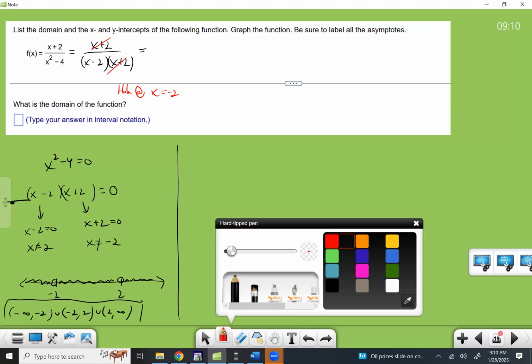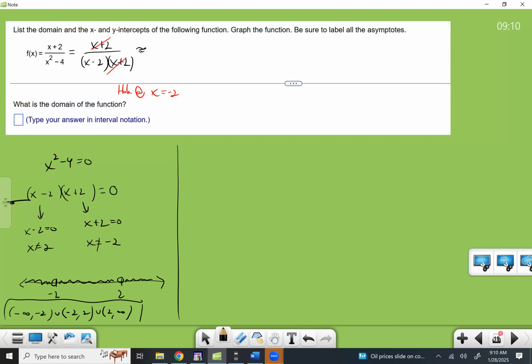And here is what remains. I'm going to put an approximately sign because these aren't exactly equal. One of them has a hole and one of them has the hole removed. But other than that, they're equivalent.